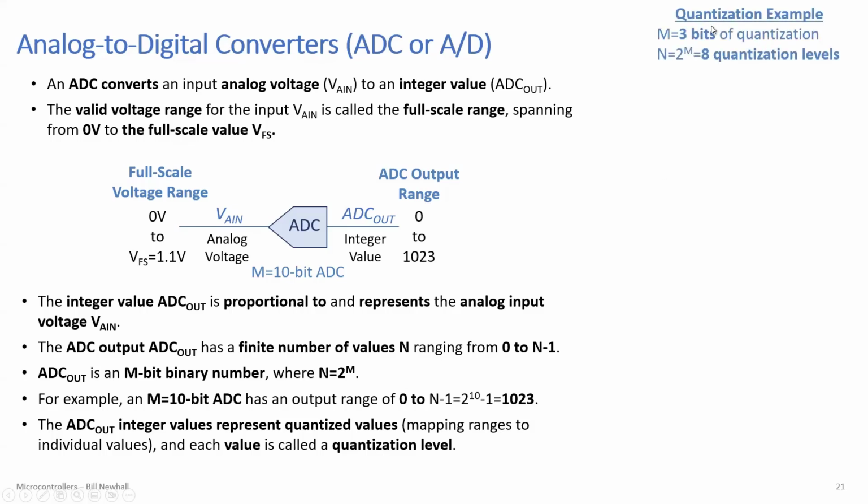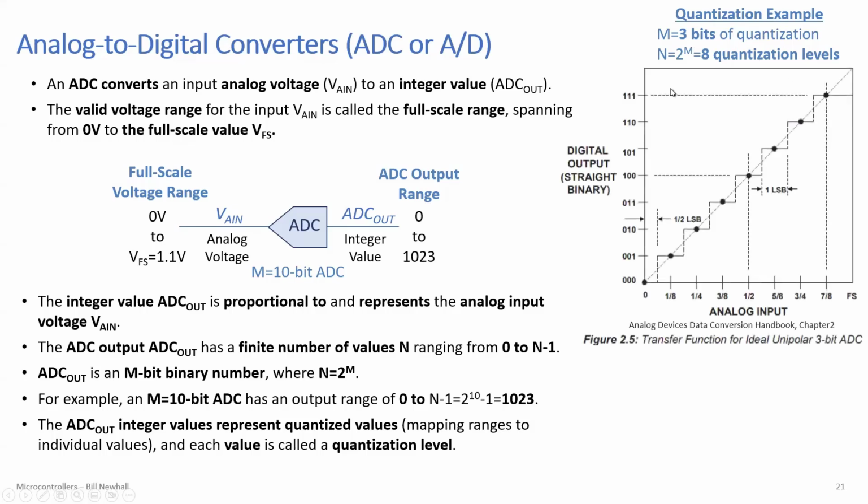So here's an example. Let's take an ADC that has 3 bits of quantization. That would be a very low value, but for an example, to show this, let's use 3 bits. That means you have 8 quantization levels, 0 to 7. If I plot the relationship between the analog input and the digital output, this is what it would look like.